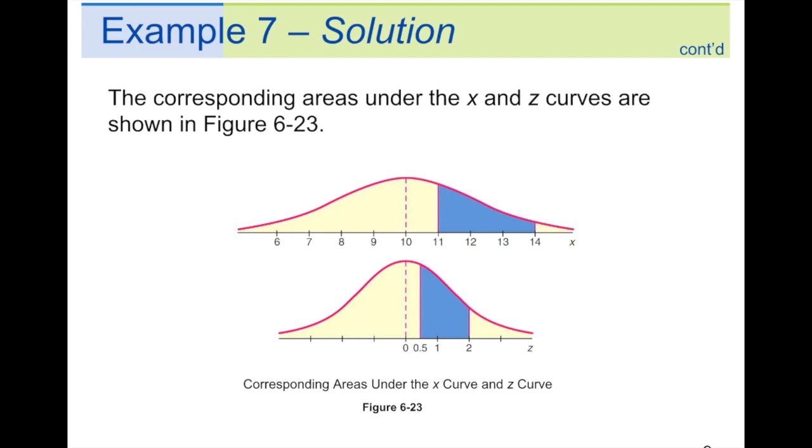The corresponding areas under the x and z curves are shown below. So here we have the standard normal curve. Here we have it as our x curve. It's a bit more spread out because it has a larger standard deviation. And it's at 10 instead of 0 because that's where the mean is. And the blue is the area under the curve.